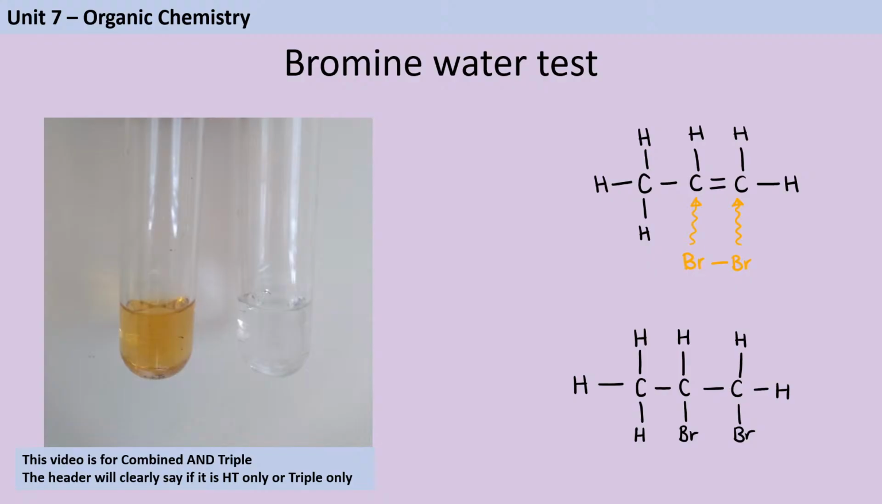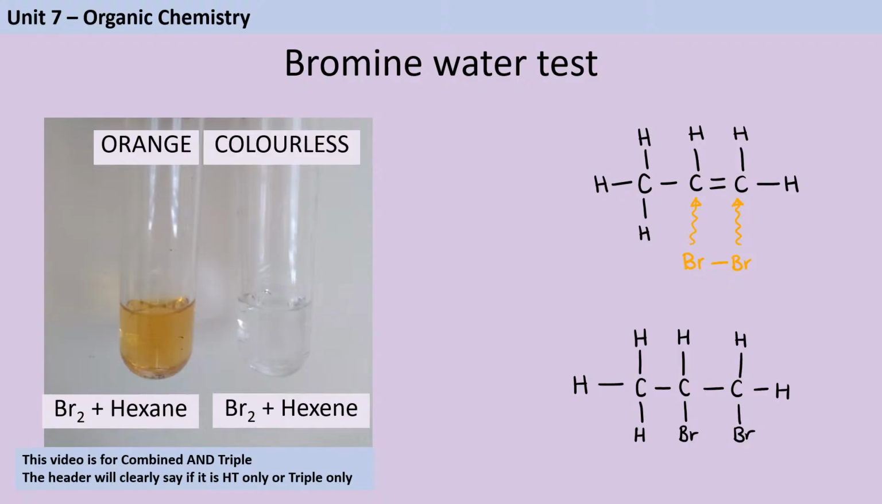So, before it reacts with any other chemicals, bromine water is a transparent orange solution. And if you mix it with an alkane, then no reaction happens, so it stays orange. Whereas if you mix it with an unsaturated molecule, like an alkene, then it turns colourless.